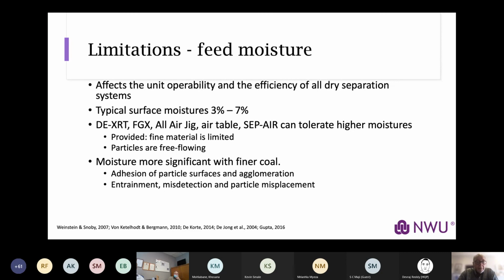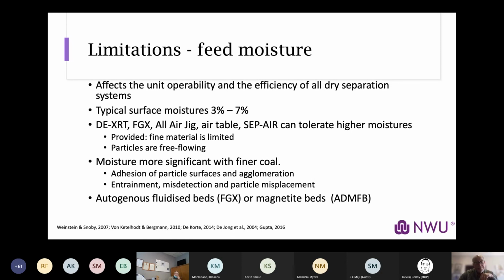We all know that moisture becomes much more significant if your coal is finer, because of the adhesion of particle surfaces and agglomeration that causes entrainment, misdetection, and particle misplacement. It also affects the magnetite beds, as I said before, the dry dense medium beds. Apparently, it's not just the coal, but it's actually the bed itself as well that becomes sticky. Same with the autogenous fluidized bed like the FGX, although it is a little bit more tolerant.